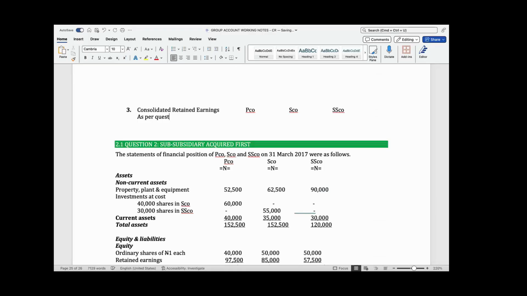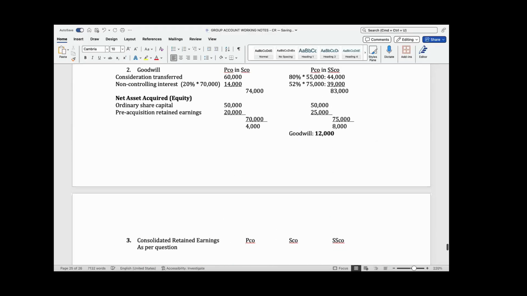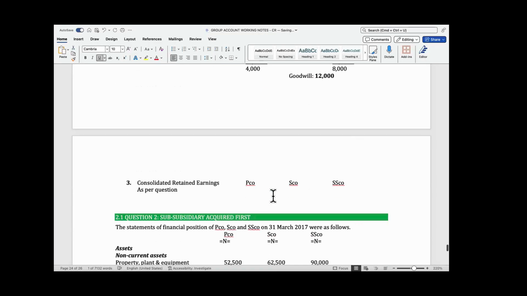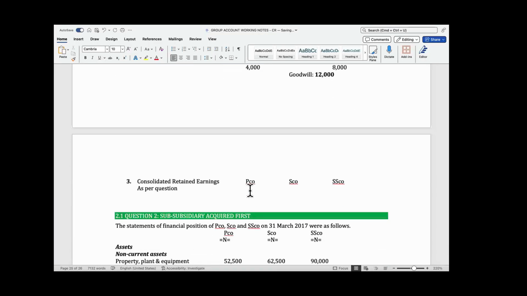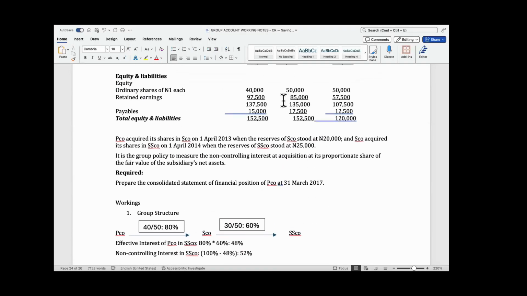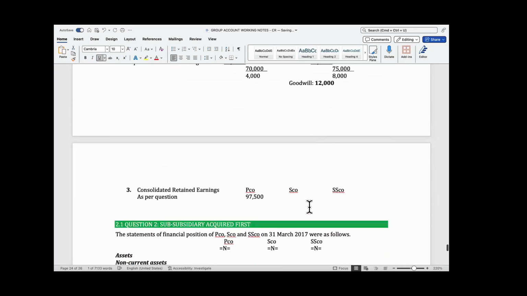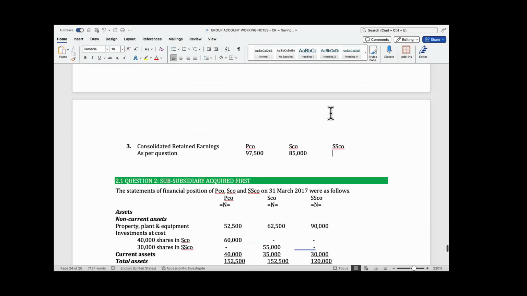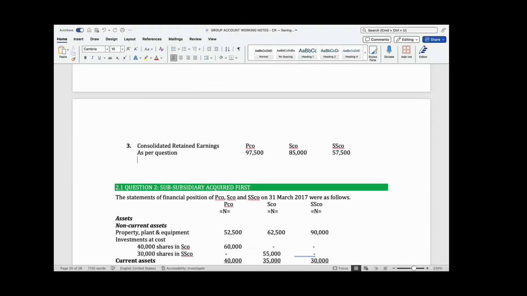So as per the question, what's the retained earnings of PICO? 97,500. What's the retained earnings of ESCO? 85,000. And what is the retained earnings of SSCO? 7,500. So I can then easily take out what I've cancelled out.